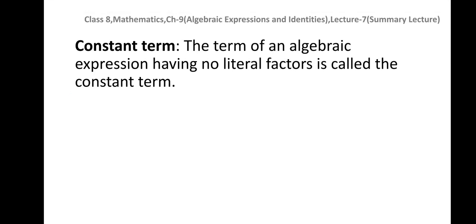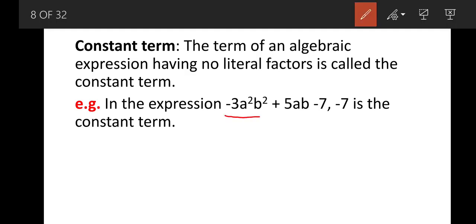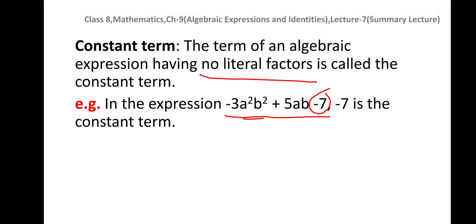Now, what do you mean by a constant term? It is very simple. The term of an algebraic expression having no literal factors is called a constant term, which has a fixed value. In the expression minus 3a square b square plus 5ab minus 7, minus 7 is your constant term because there is no literal factor attached with this term. In the first term, a square, b square are the literal factors. In the second term, a and b are the literal factors. So, along with minus 7, there is no literal factor. So, this is a constant term.